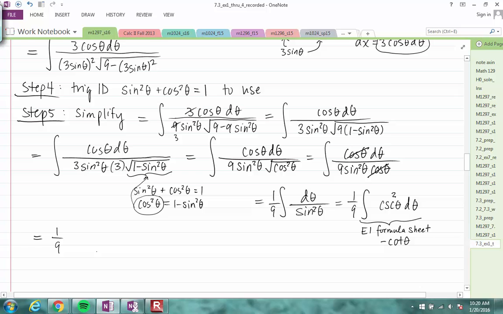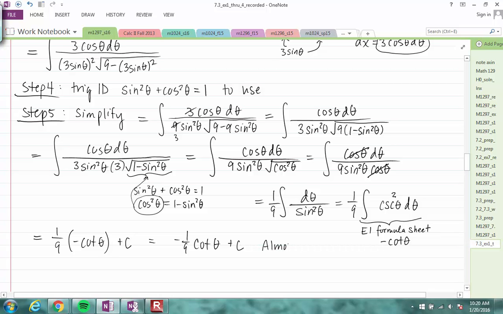In terms of theta, we're going to have 1/9 times negative cotangent theta, attach your plus c at the end, and we got negative 1/9 cotangent theta plus c. Alright, so that's great. We've been doing a lot of work, but we're not actually done.